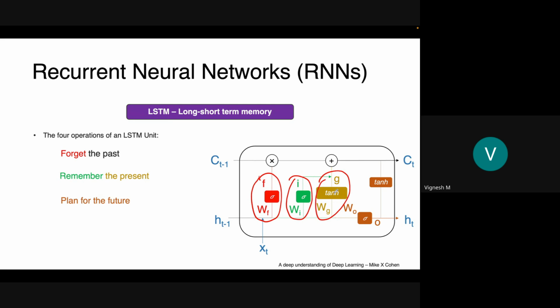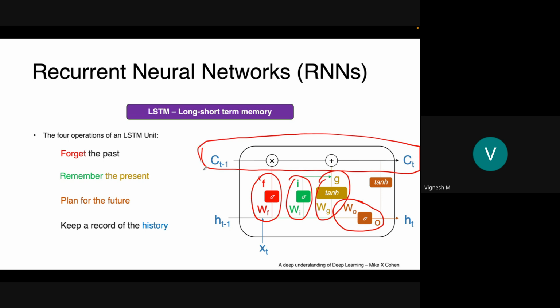Then you're planning for the future. You're using this to decide how much of the things I have to keep for the future. And you're keeping a record of the history. So that's basically the simplest architecture of an LSTM, the basic unit. You are forgetting the past, remembering the present, planning, and then recording.